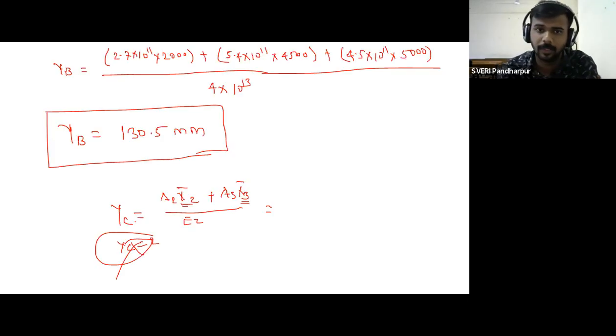A simply supported beam 5 meter long carries 10 kilonewton load at midpoint. Full stop. Calculate by moment area method.